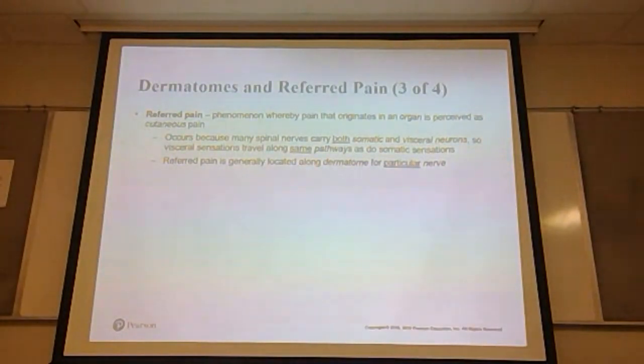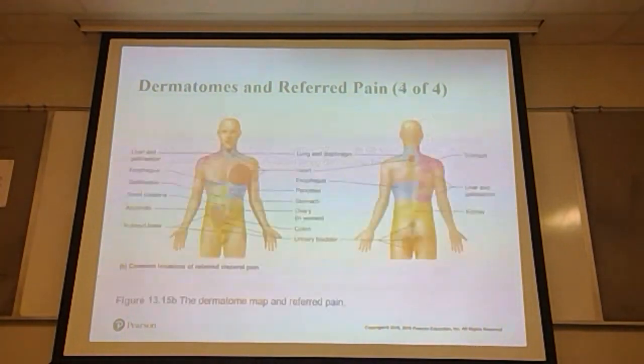Referred pain is a phenomenon whereby pain that originates in an organ is perceived as cutaneous pain. This occurs because many of the spinal nerves carry both somatic and visceral neurons. So when the visceral sensation travels along the same pathways as the somatic sensations, the body recognizes the pain as being dermal and not visceral pain. Referred pain is generally located along the dermatome for a particular nerve.